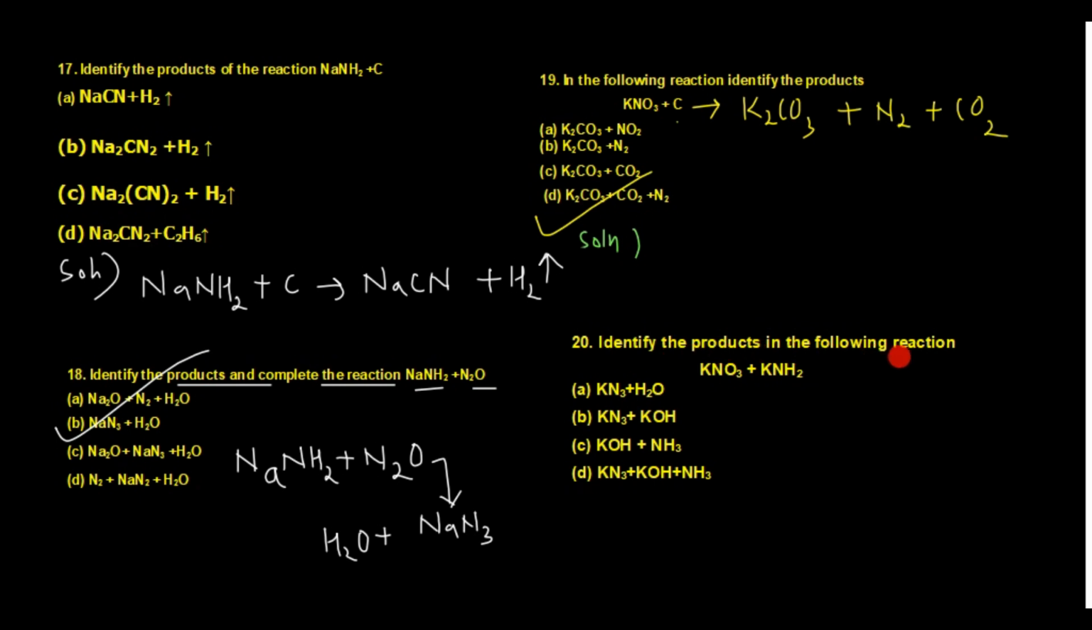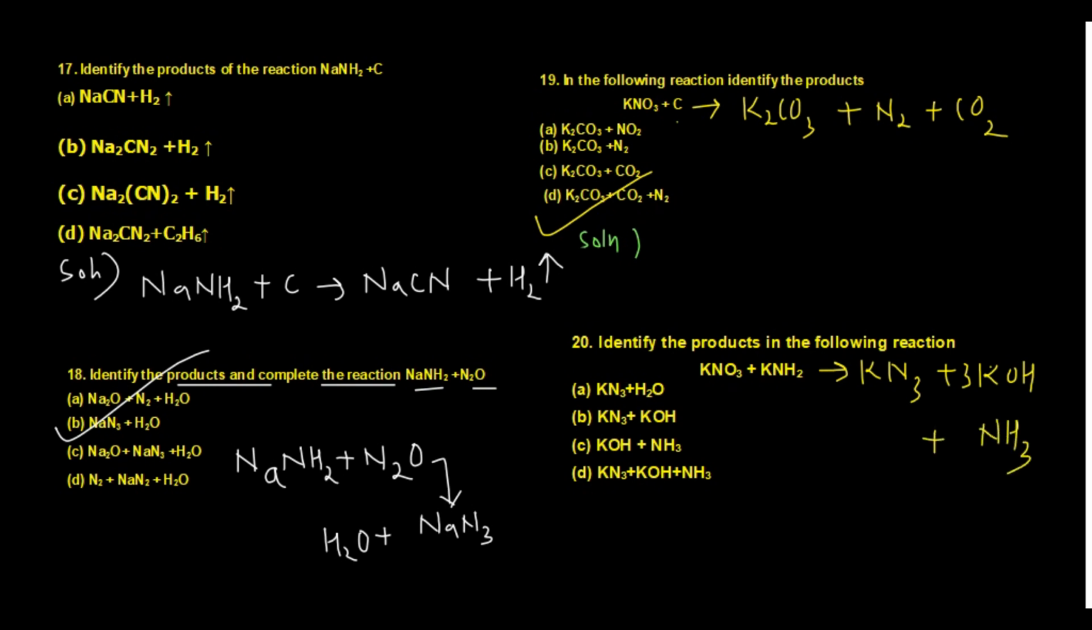Identify the products in the following reaction, KNO3 and KNH2. Again the same kind of reaction. So if you have memorized this, you can easily write potassium nitride, like you have formed the sodium nitride somewhere. Okay, KN3 along with the alkali solution, that is 3KOH. I can write 3KOH and then NH3.